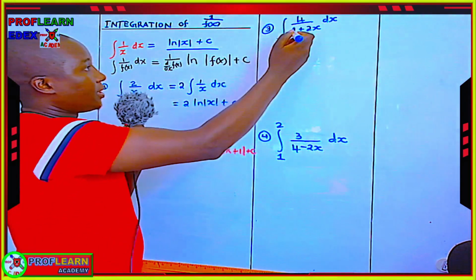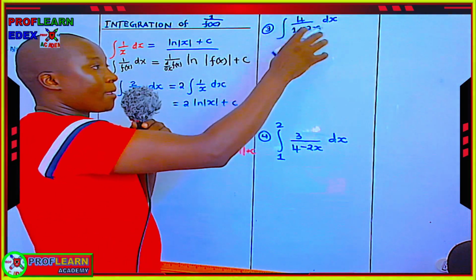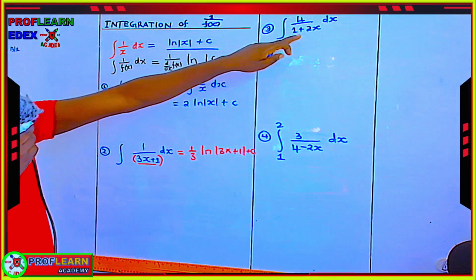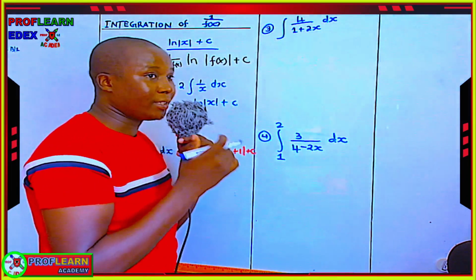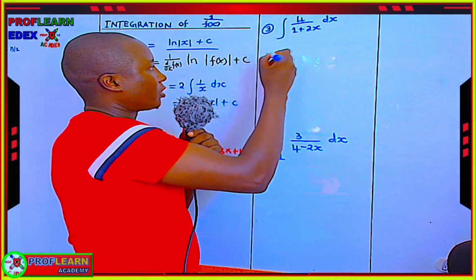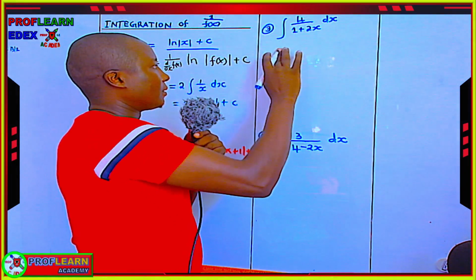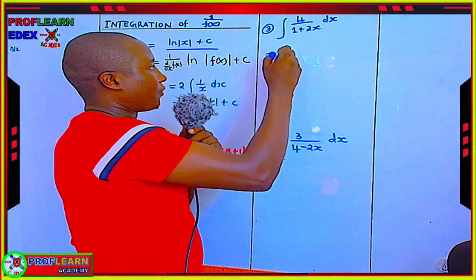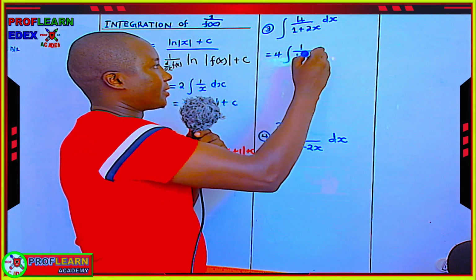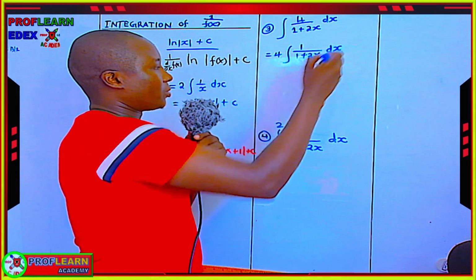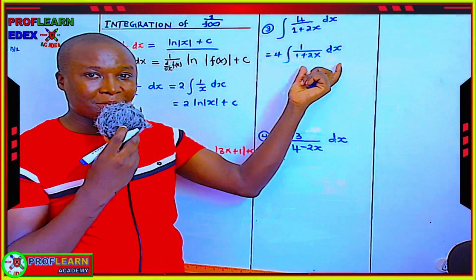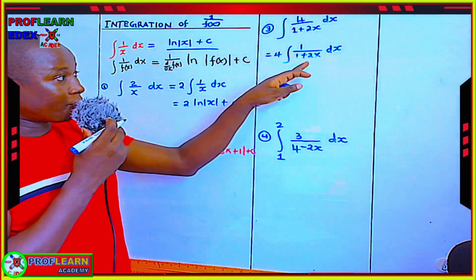Now, in order to integrate this, first we work on this so that we have 1 over a function, then we integrate. So we take 4 out of the integral, and this integral becomes 4 times the integral of 1 over 1 plus 2x with respect to x. And since we have a function of x at this point, it means we are going to differentiate this.